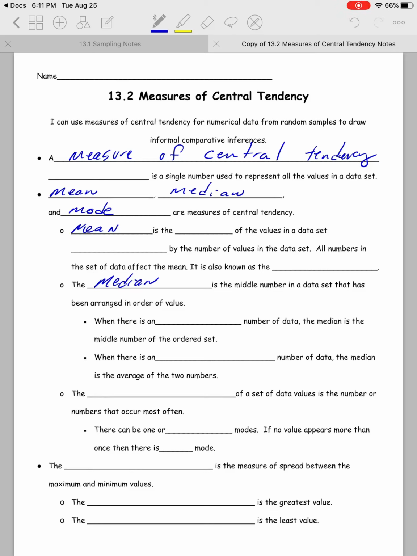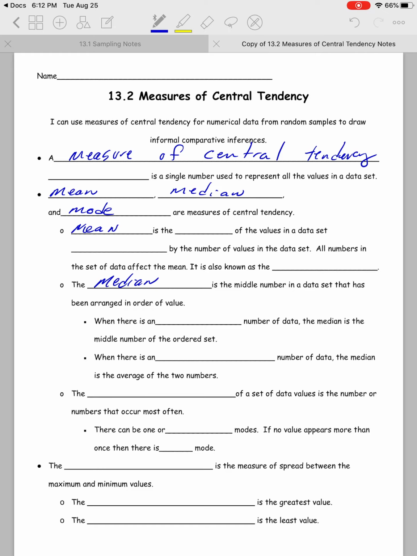Hi everybody. Today we're going to start section 2 of statistics. We're talking about the measures of central tendency. A measure of central tendency is a single number used to represent all the values of a data set. Mean, median, and mode are measures of central tendency.